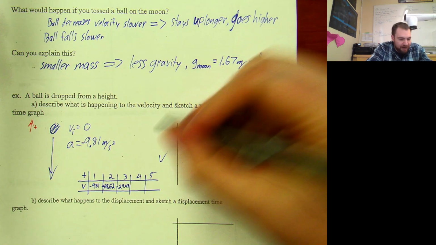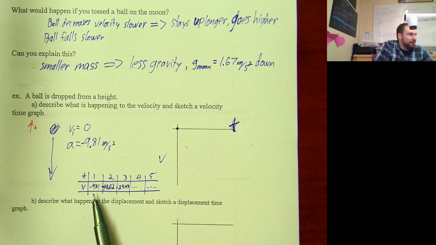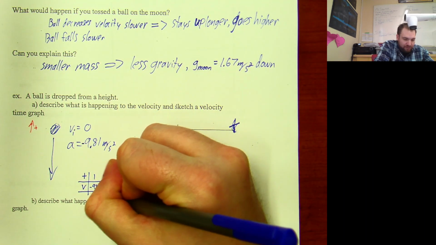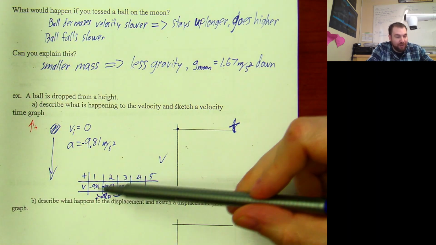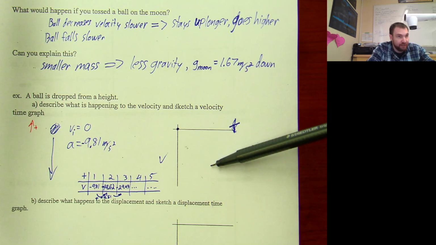Okay. I don't need to do 4 seconds. I don't need to do 5 seconds. These values, how did you find them, or how would we find them? Jade, what were you doing in your head? Adding negative 9.81. We were adding negative 9.81 every time. So, when I'm adding the same value, what's the shape of my graph going to look like?